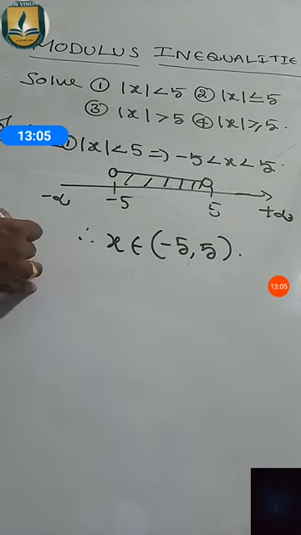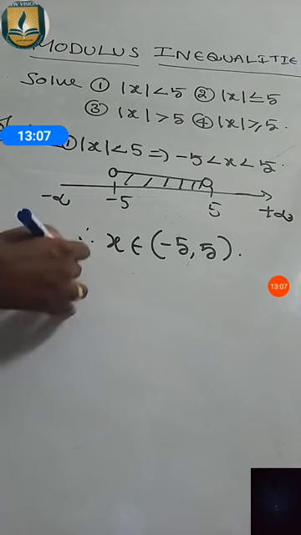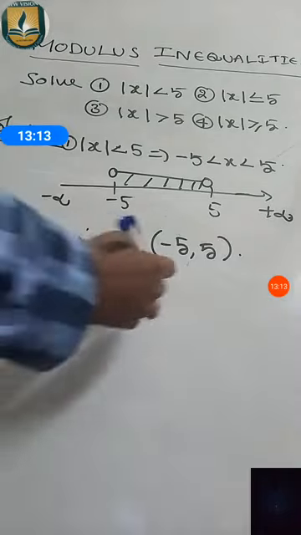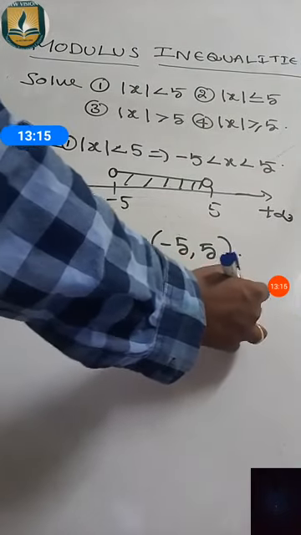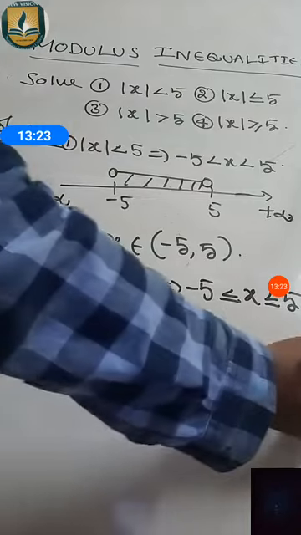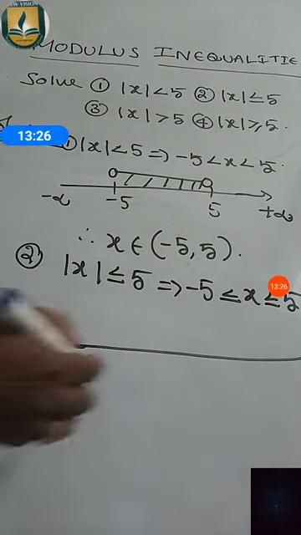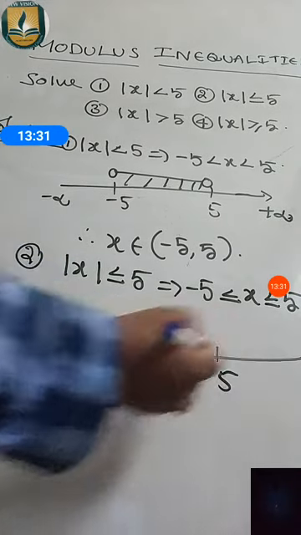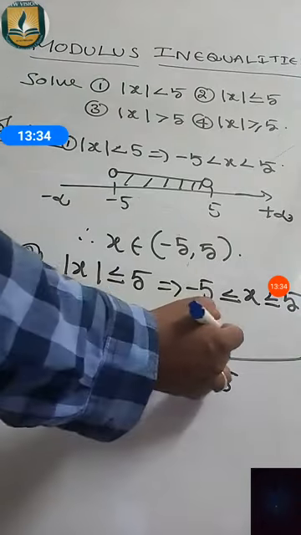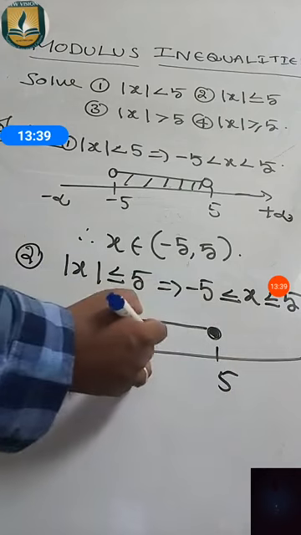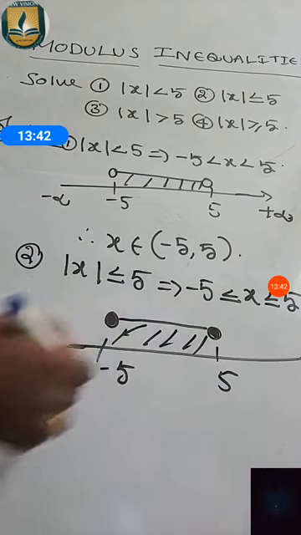Now the second one, they have included equality: modulus of x less than or equal to 5. That means you have minus 5 less than or equal to x less than or equal to 5. On this real number line, from minus infinity to plus infinity, here you have minus 5 and here plus 5. Here both circles are now shaded. That means they are included, and this shaded part will be included.